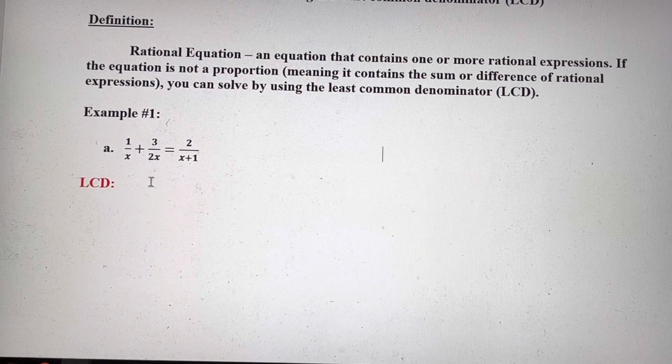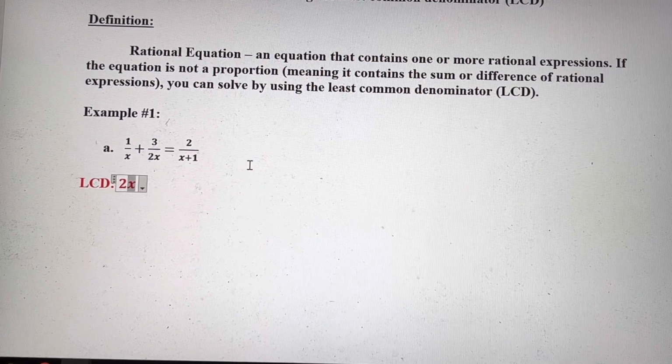So my LCD, the first thing I want to look at is a numeric factor here, and this 2 has to be present in my least common denominator, okay? Next thing I want to look for, there's no other numeric factors that aren't part of a binomial or a polynomial here. So next thing I want to look for is just this x. So x is present here, and x alone is present here. There is no singular x here, but x needs to be part of my common denominator.